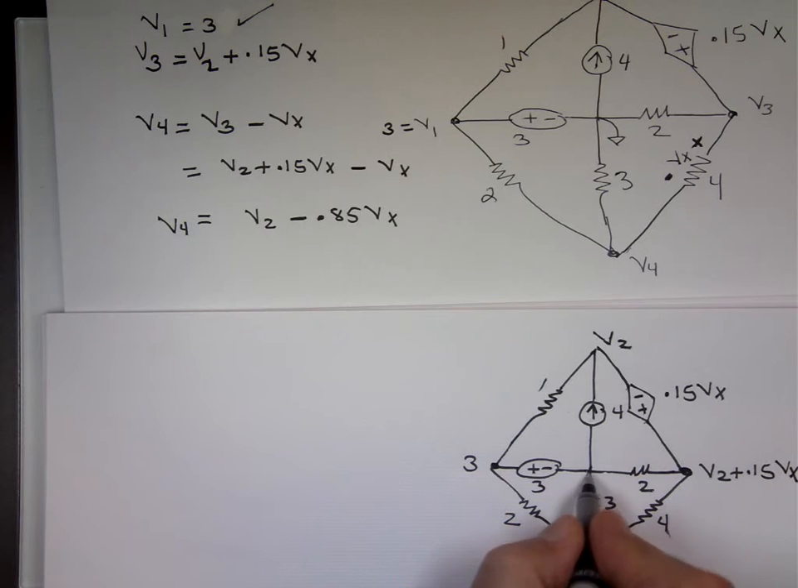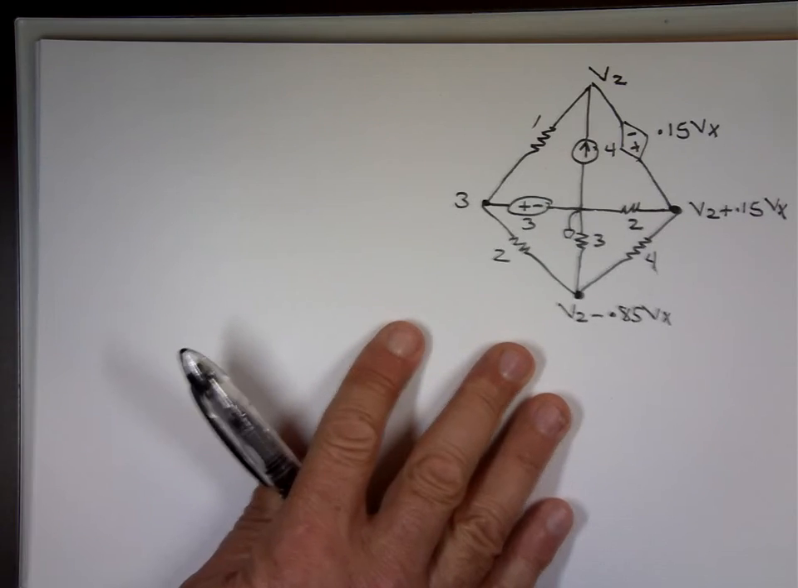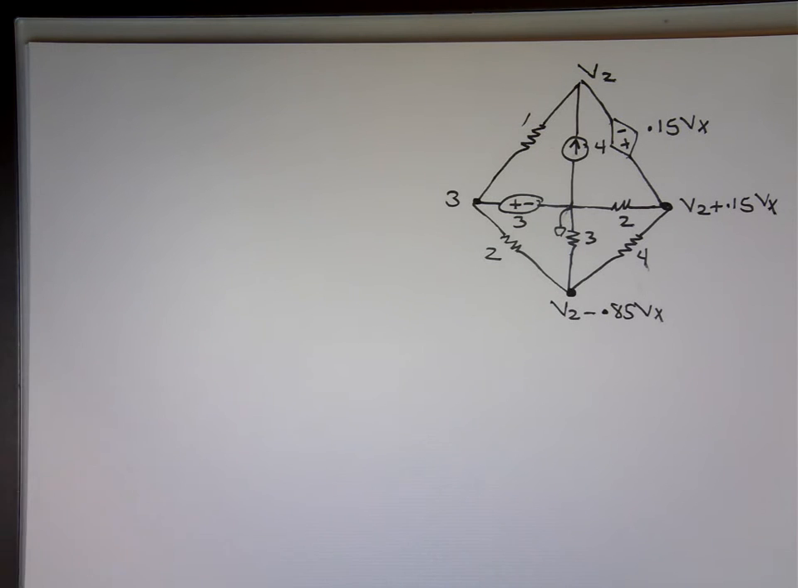This is ground. That's your reference, ground. So that's the nice thing about rewriting everything in terms of V2 and Vx. That shrinks the math for me from 4 equations by 4 unknowns to 2 equations by 2 unknowns. Now, this is a supernode. A voltage source creates a supernode.